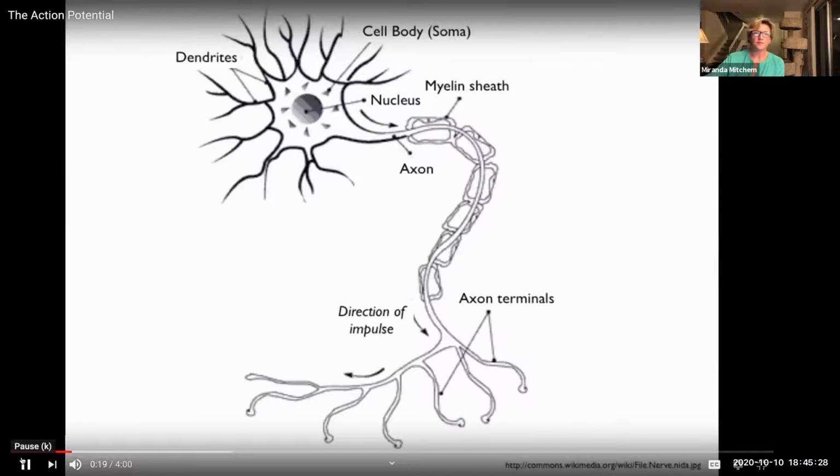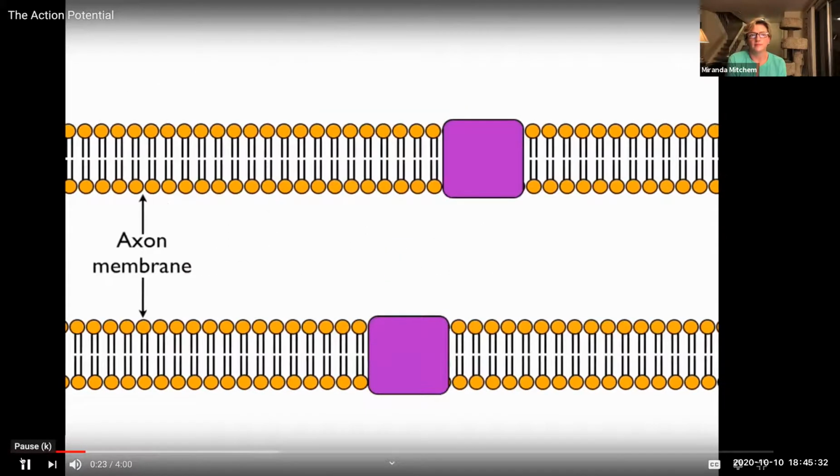This is the structure of a myelinated neuron. And if we look closer at the axon, we can see that when the neuron is at rest, there is a higher concentration of sodium ions outside the cell compared with the concentration inside. And it's vice versa for potassium.